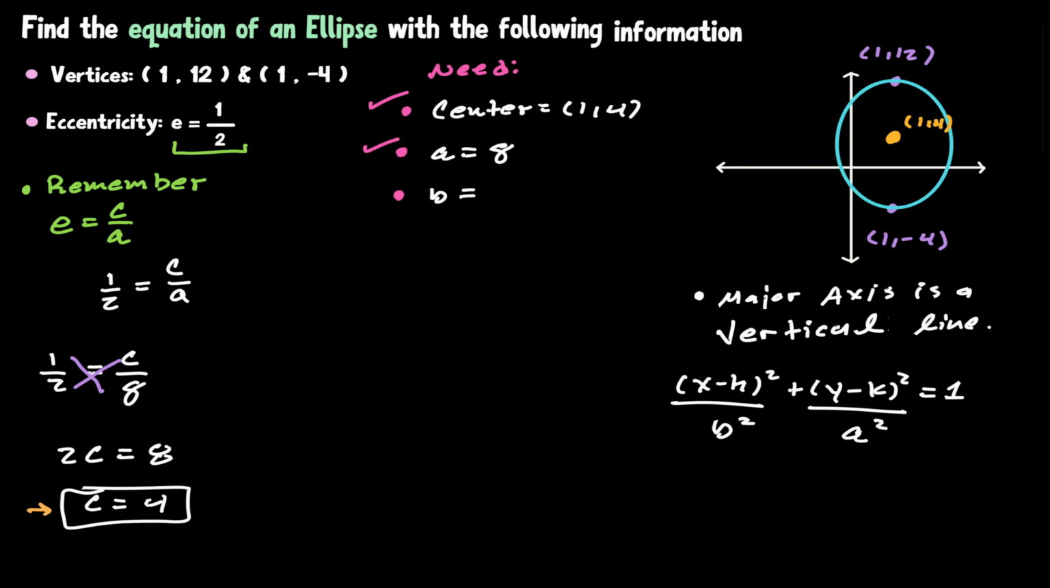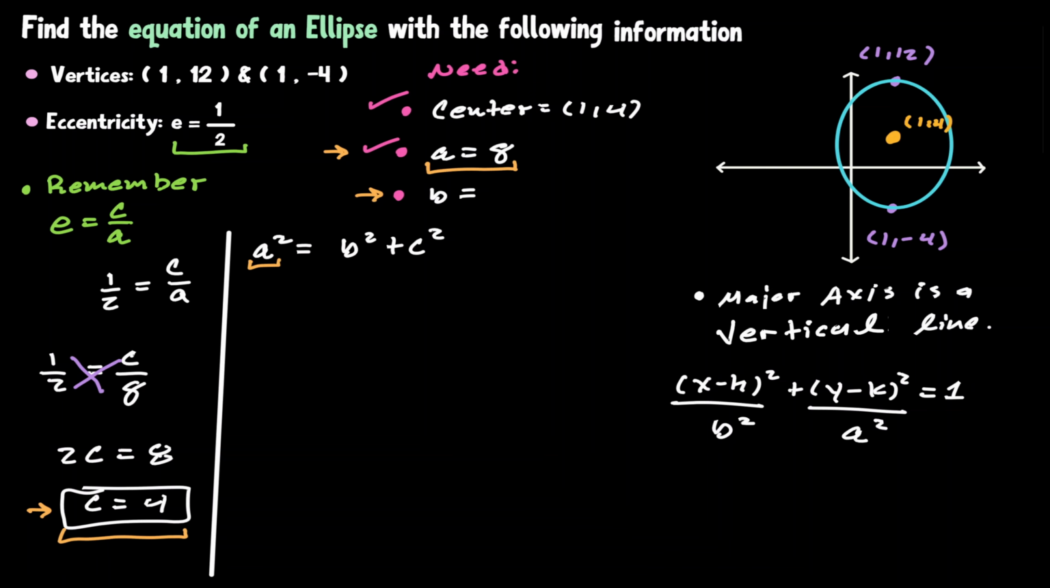Why did we spend time looking for c if that is not what we were looking for? We needed the length of b. But now that we have this value of c, we can use the relationships between a, b, and c. And remember that relationship is that a squared is equal to b squared plus c squared. And now when we let a be equal to 8, and when we let c be equal to 4, the only unknown is going to be b, and that's what we're looking for. So let's plug that in and solve for b.